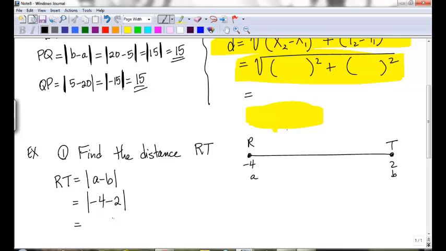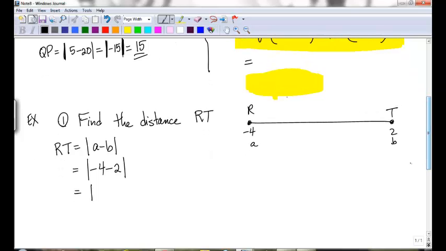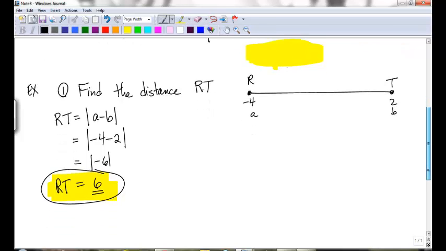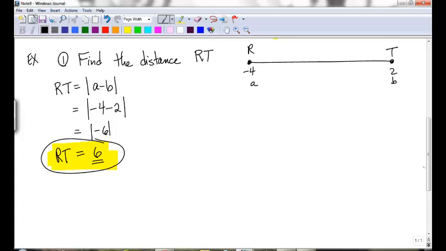So what's negative 4 minus 2? Negative 6, and the absolute value of negative 6 is 6. So the distance from R to T would be 6. What would be really handy for your grader is if you circle it, double underline it, highlight it, something so they can tell what your final answer is. I haven't taken any data grades yet, but I'll be honest with you, I'm getting close. So show your work and number it and help your grader out.